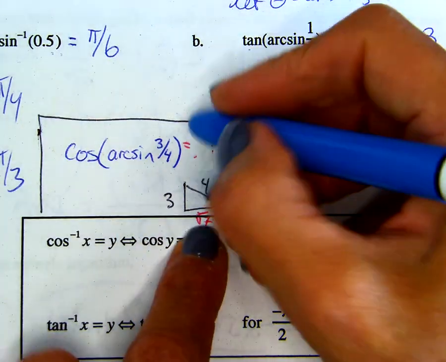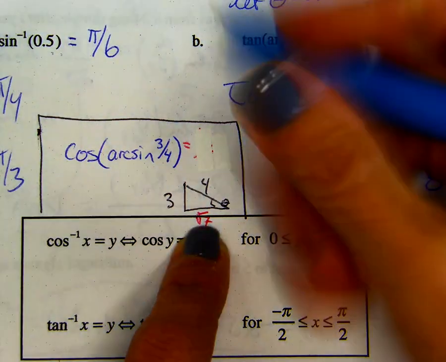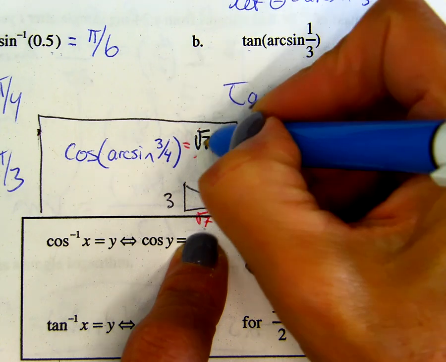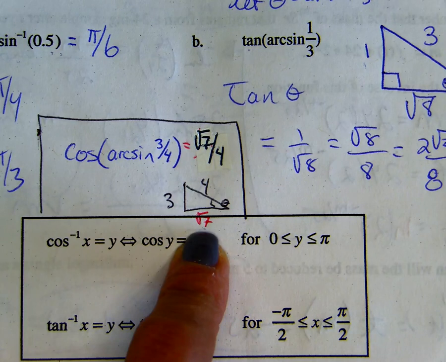So the cos is adjacent over hypotenuse: root 7 over 4. Okay, now we all happy? Me too.